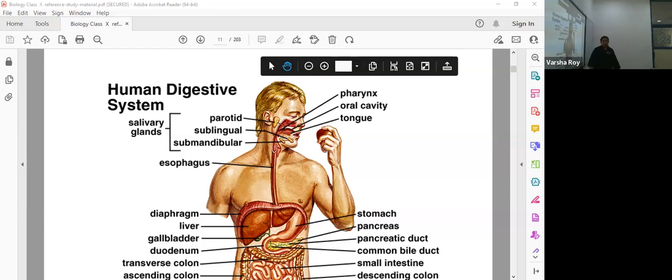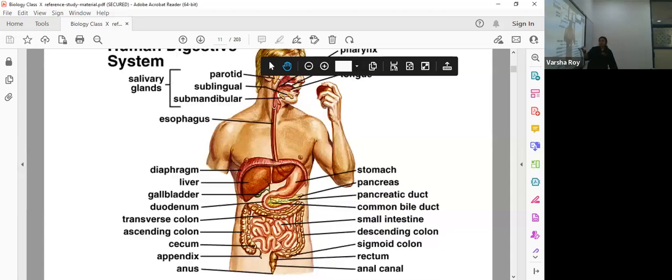This gallbladder is storing the bile juice temporarily. Bile juice. Yes. And the pancreas releases pancreatic juice. Bile juice comes from the liver. Both of them come into the duodenum. Right. After this, it goes to the small intestine, which is already here.